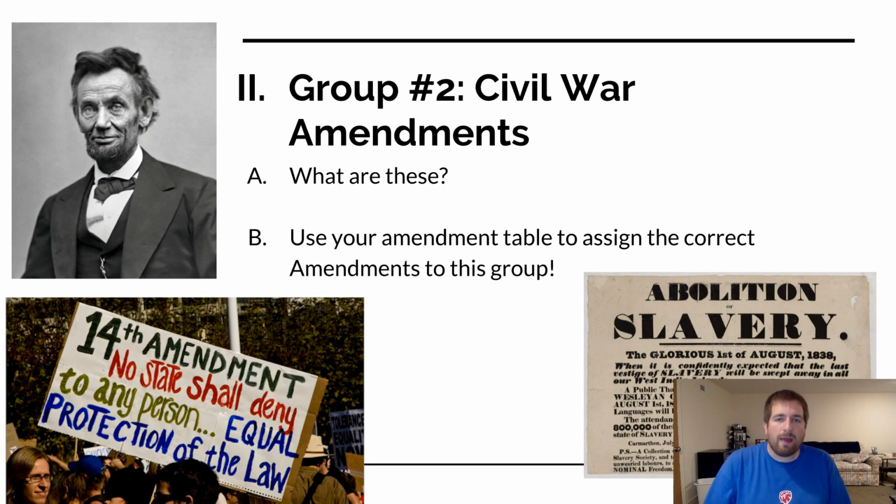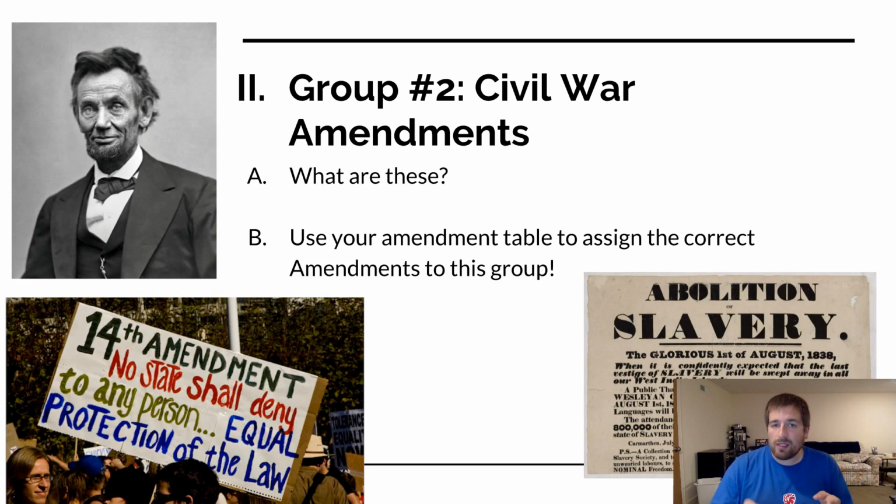This second group of amendments are known as Civil War amendments. These are amendments that were passed following the Civil War, specifically aimed at ending slavery and giving former slaves their rights as U.S. citizens. So, obviously the amendments you're looking for abolish slavery and give rights to people of a different skin color. So look for those things. I will also give you this hint. It is 3 consecutive amendments.